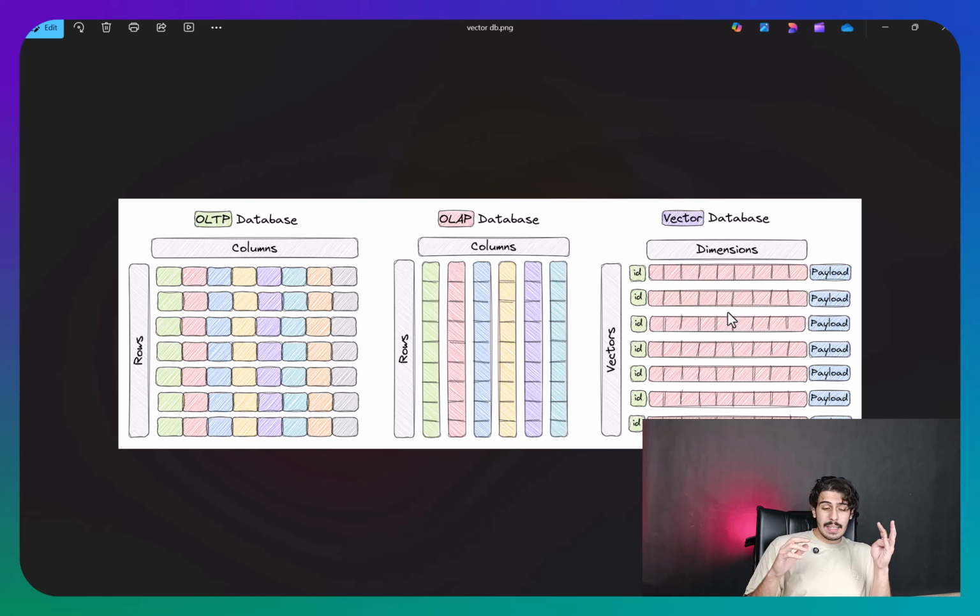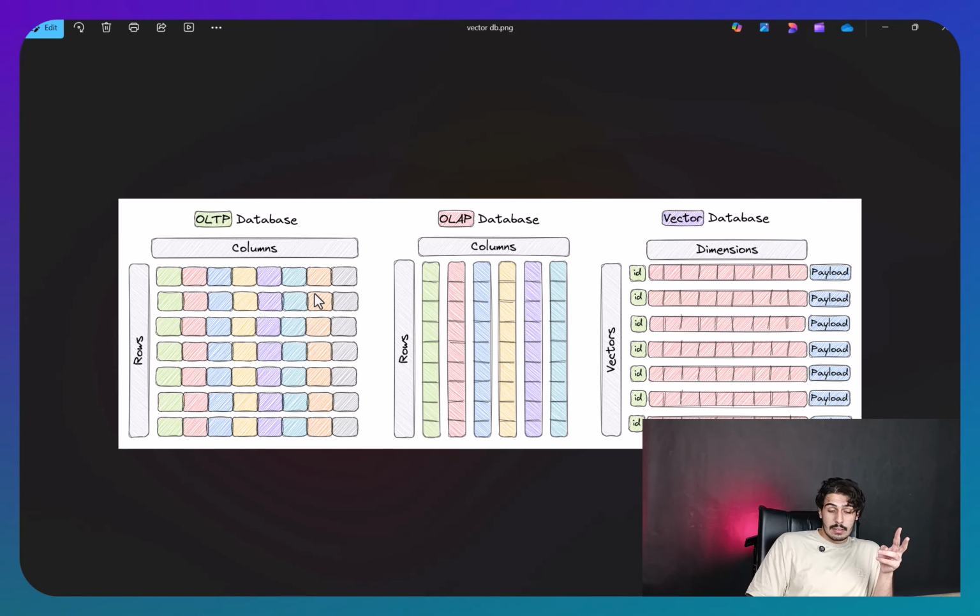We have OLTP databases. OLTP stands for Online Transaction Processing. It's a process of transactions. For example, PostgreSQL is an OLTP database. SQL Server, MongoDB, Oracle, they're all OLTP databases. They're good for transactions, for adding data and updating it, even deleting it. They're great for it, okay? And as you can see, we have rows and columns and we store data in this way.